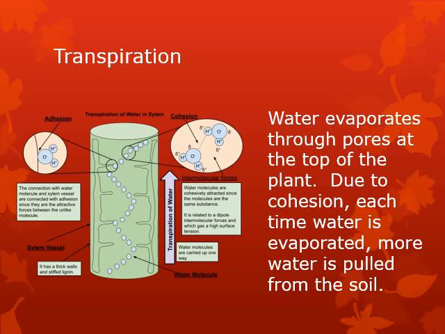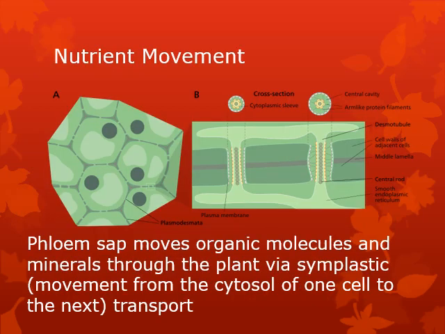So that's transpiration and how plants get water through their cells. But we're not just transporting water, we're also transporting nutrients. And as we know, nutrients get transported through the phloem. This is a great word: it's via symplastic movement. That is, it's through the cytoplasm of one cell to the next. You're literally moving nutrients from this cell to that cell to that cell and back.